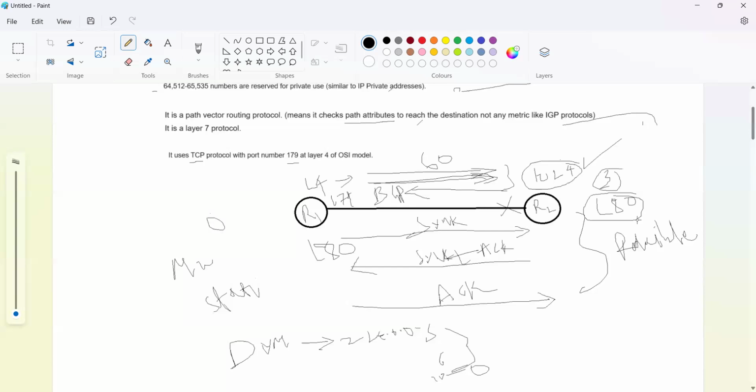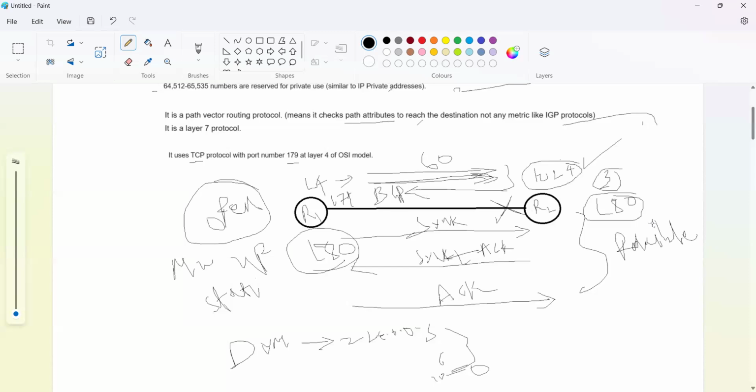What we're discussing here is the open message. This is the open message and the update message. The entire thing will be stored. If it is not received, it will wait for 180 seconds, then the neighborship will be down.